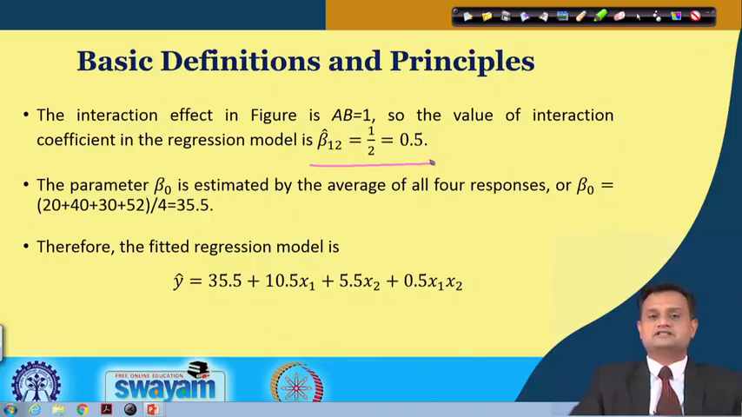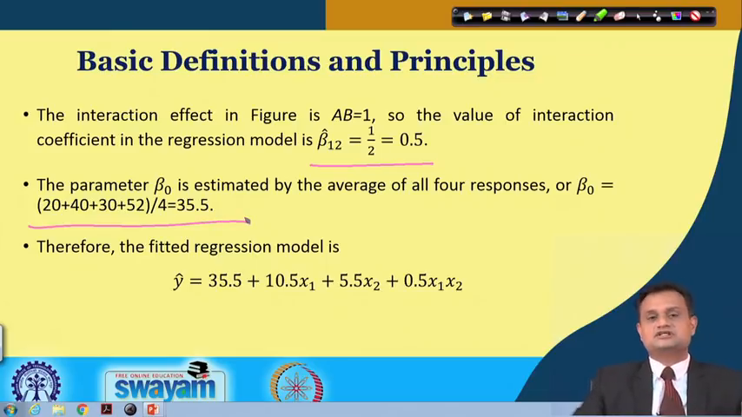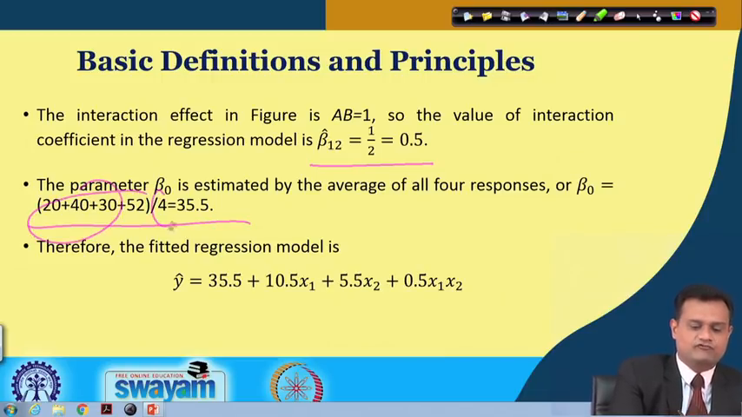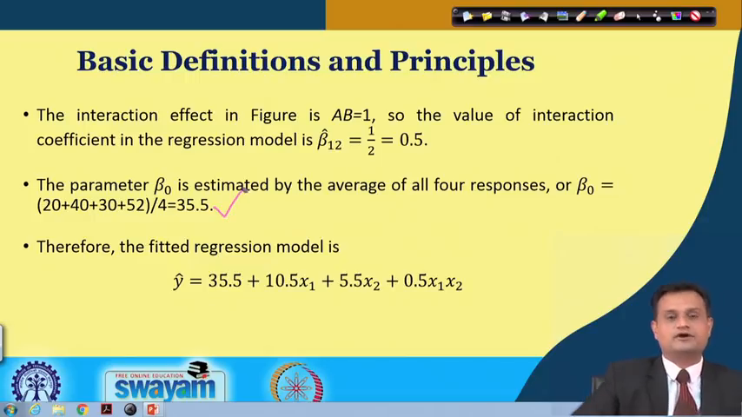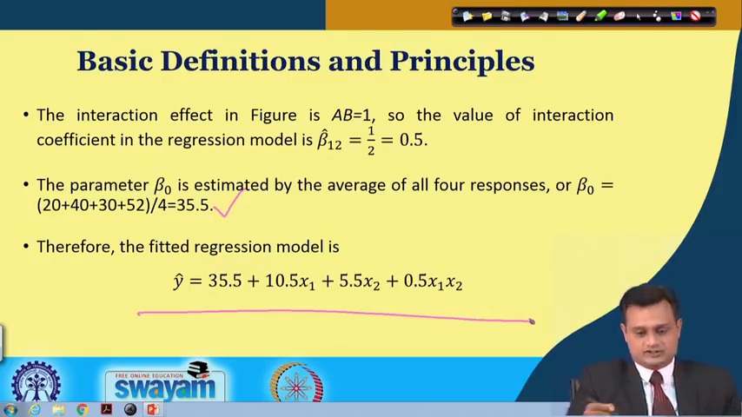So in figure AB is equal to 1, so I just divided by 2, and I have beta 0, that is the intercept. So I have this core at each corner, and this is the summation of this divided by 4. So what I get here is basically 35.5. So my regression model would look like this: 35.5 plus 10.5 x1 plus 5.5 x2 plus 0.5 x1 into x2.